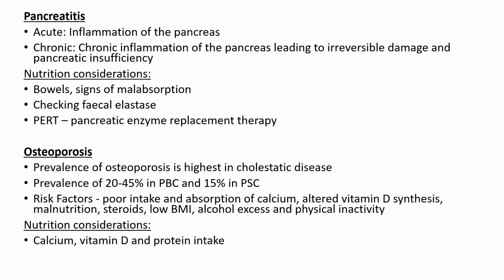Osteoporosis has a high prevalence in cholestatic diseases. The prevalence is 20 to 45% in PBC and 15% in PSC. Risk factors for osteoporosis include poor intake and absorption of calcium, altered vitamin D synthesis, malnutrition, steroids, low BMI, alcohol excess, and physical inactivity. Nutrition considerations include the calcium, vitamin D, and protein intake.